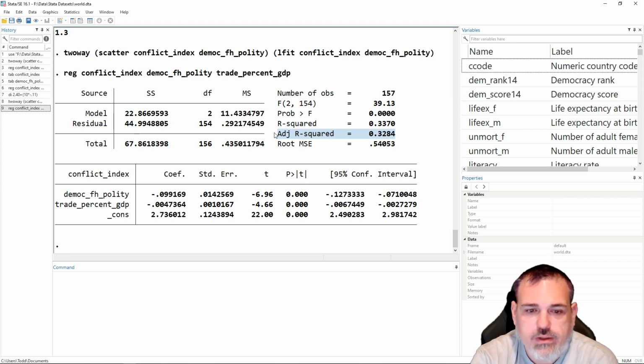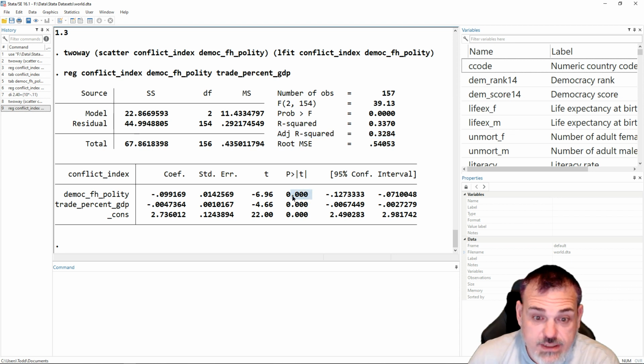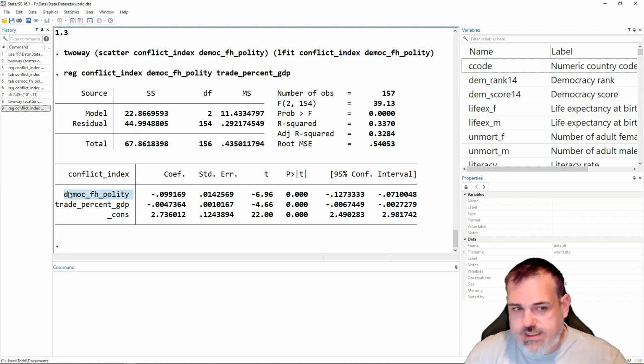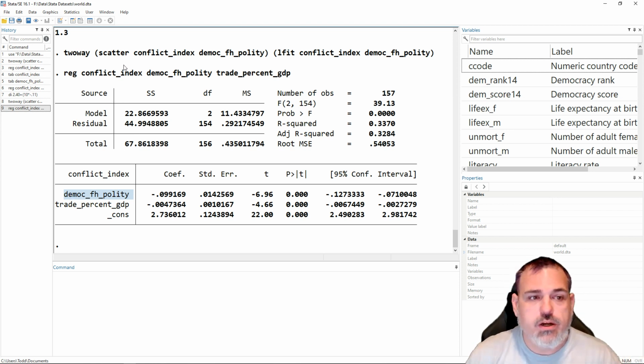So what have we learned here? Well, we've learned that this polity score is still statistically significant, but the effect of it has gone down a tad as we control for trade percent GDP, which is also statistically significant. We know that the democracy variable ranges from 1 to 10. We already checked that out. And we know our dependent variable ranges from 1 to 4 continuously.